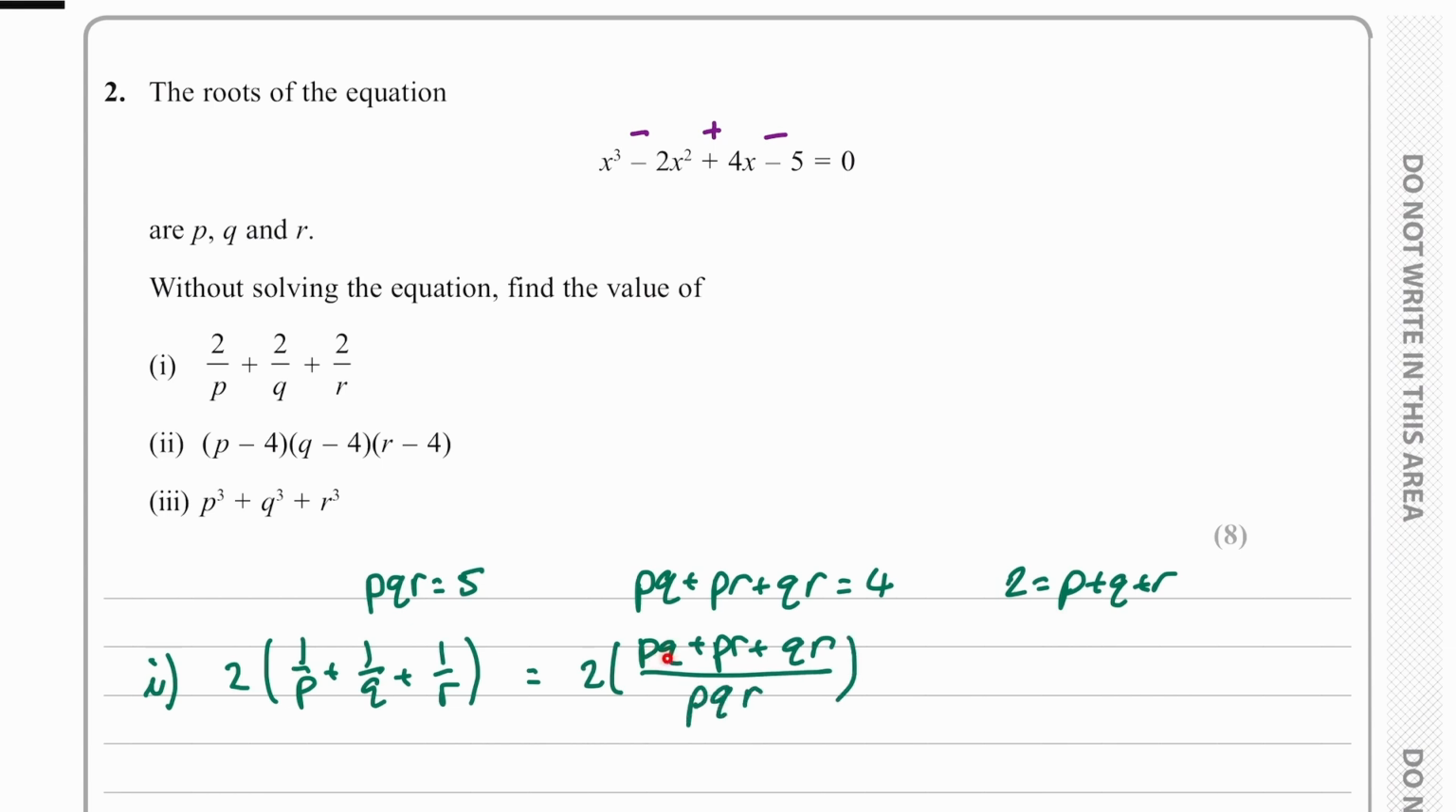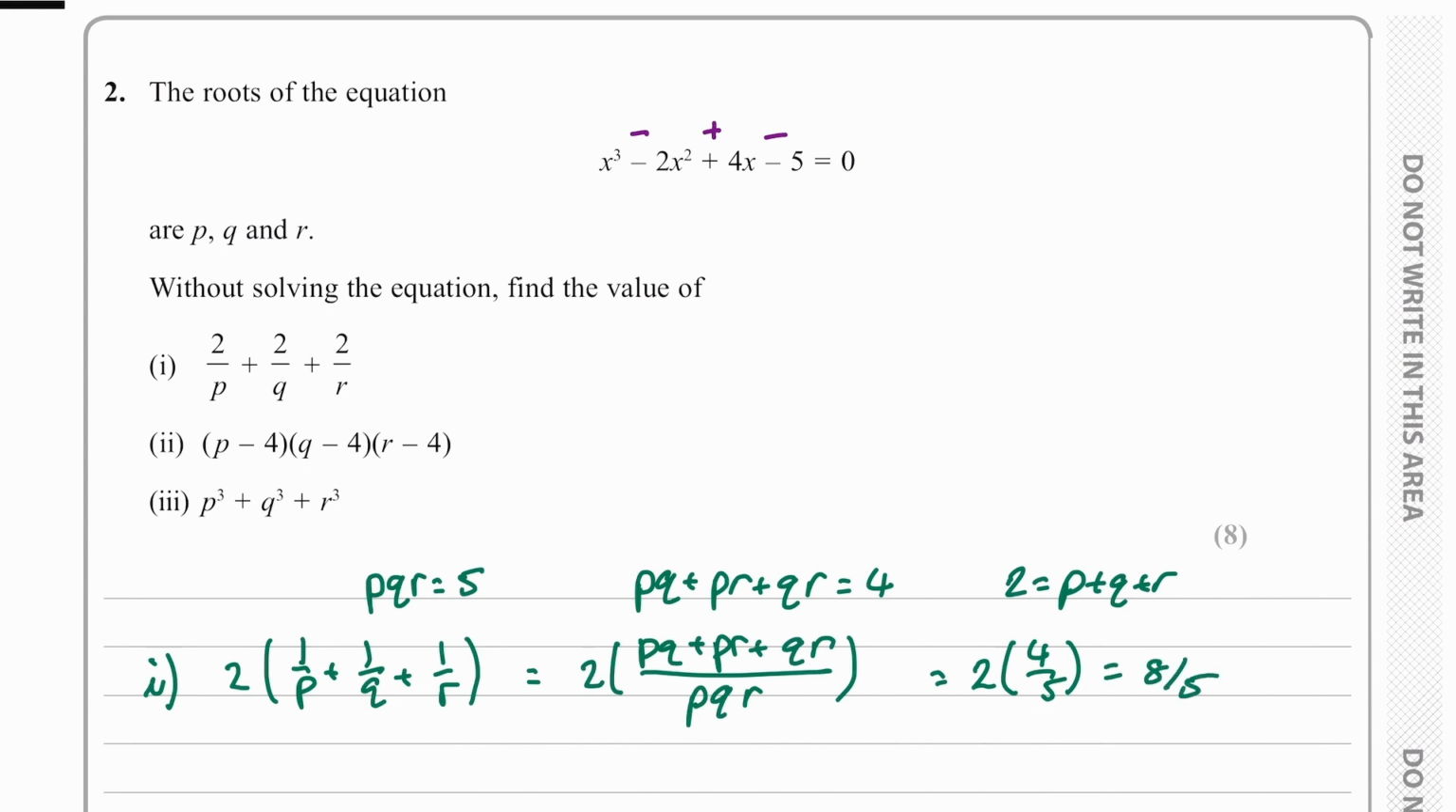Can you see that these pq's will cancel with this one to leave us with 1 over r? These pr's will cancel with these two to leave us with 1 over q, and this q and this r will cancel with these two to leave us with 1 over p. And we know this value is 4 and pqr is equal to 5. And this will be two lots of 4/5, which will be 8/5.